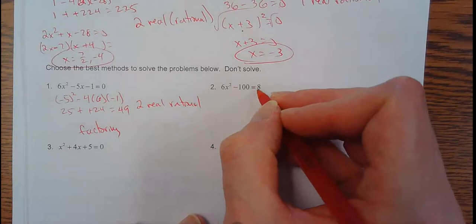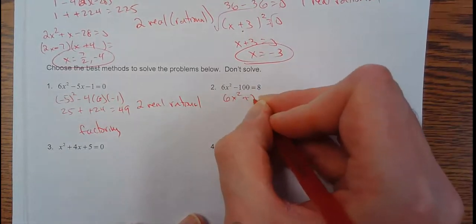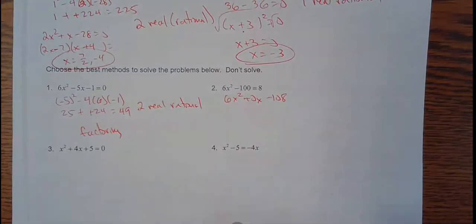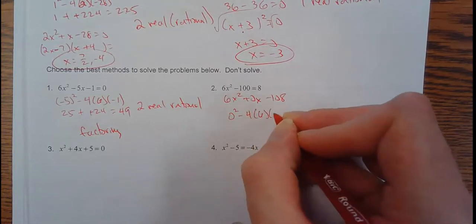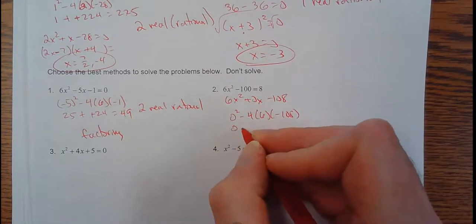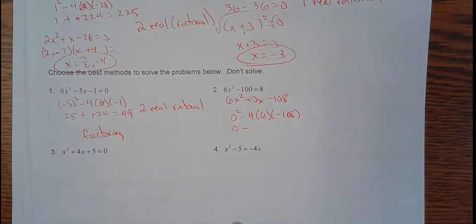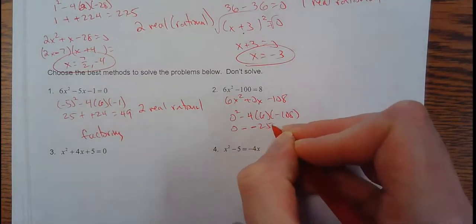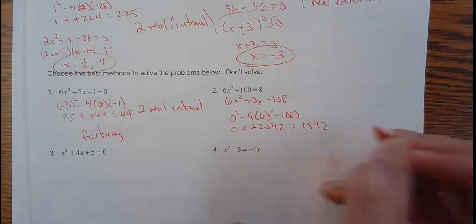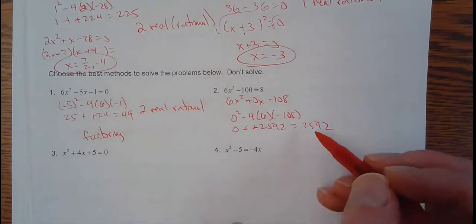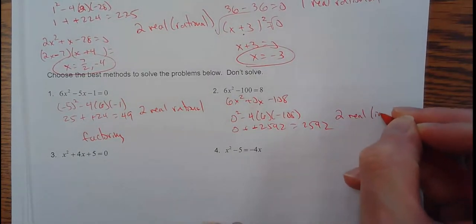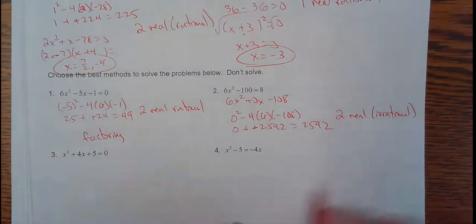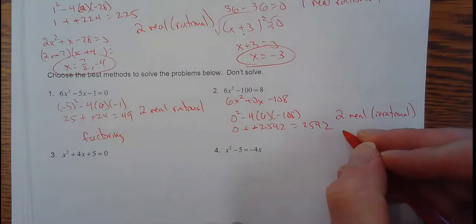This one here, if I subtract the 8 over, it would be 6x squared plus 0x minus 108. Just so I can get an a, b, and c, I put a 0 in here. So b squared minus 4 times a times c would be 0 minus, this is going to be a big old negative, 24 times negative 108, which is negative 2592, which is positive, but that is not a perfect square. So there's going to be two real solutions, but they're going to be irrational. So on that one, since it'd be irrational, I'd use quadratic formula.